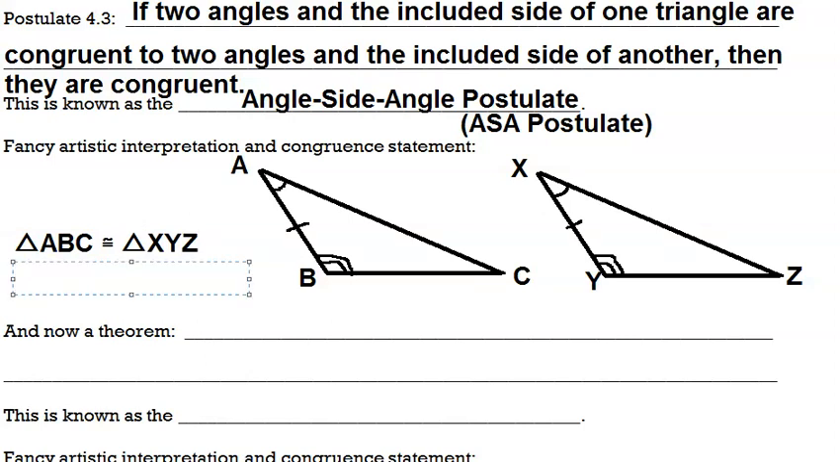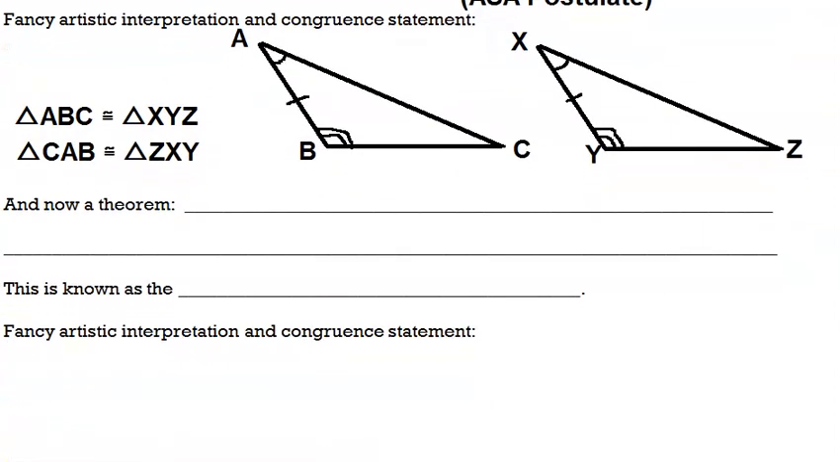Okay, I had a student the other day that said, well, what if I want to call it CAB? Okay, well, that's fine. I have no problem with you calling it whatever you want for your first one. The catch is, if you're going to call the first one CAB, then you have to call the second one ZXY. Okay, so both of those statements are true. The catch is you have to make sure they match.